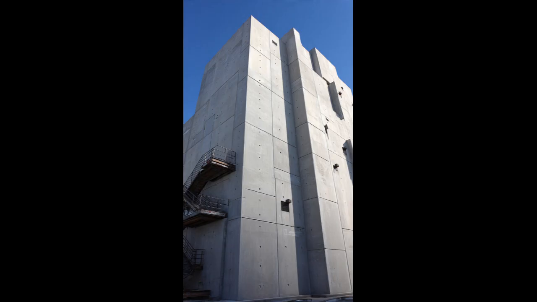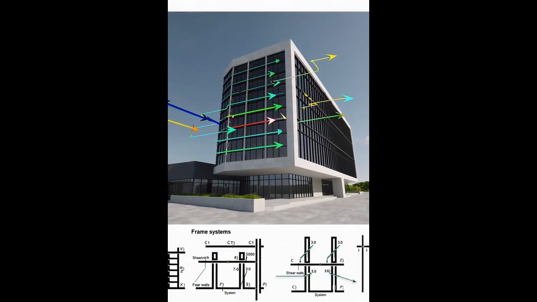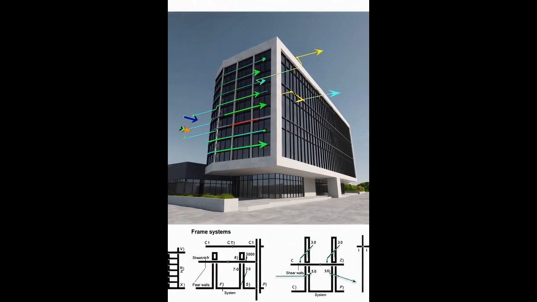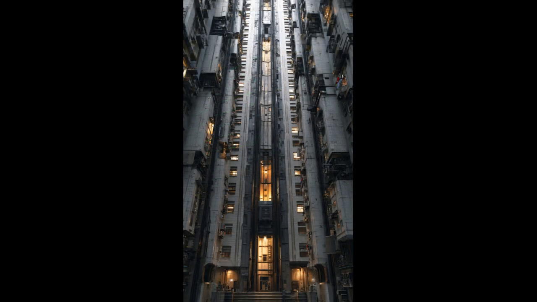Core systems rely on a rigid central core that resists lateral forces and supports vertical loads. The core typically houses elevators, stairs, and services. This system is highly efficient for tall buildings.